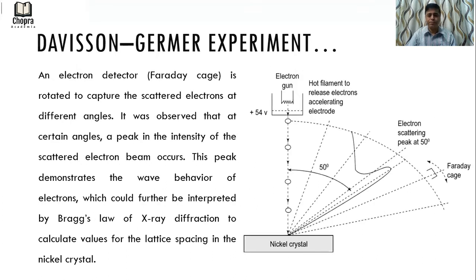So here is the setup diagram of the Davisson Germer experiment, wherein you see an electron detector, which is also called Faraday's cage, rotated to capture the scattered electrons at different angles. It was observed that at certain angles, a peak in the intensity of the scattered electron beam occurs. This peak demonstrates the wave behavior of electrons, which could further be interpreted by Bragg's law of X-ray diffraction to calculate the values for the lattice spacing in the nickel crystal.